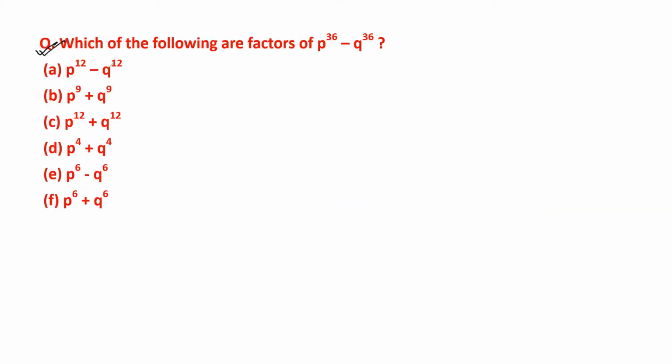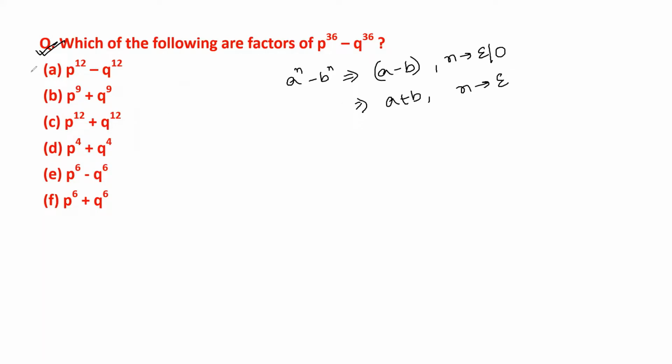Now, let us see this question. Which of the following are factors of p raised to power 36 minus q raised to power 36? Well, before answering this, let us recall what we have learned in the last video. a raised to power n minus b raised to power n always has a factor of a minus b, irrespective of whether n is even or odd. And it has a factor of a plus b only when n is even.